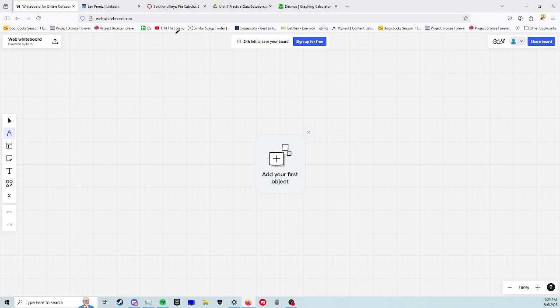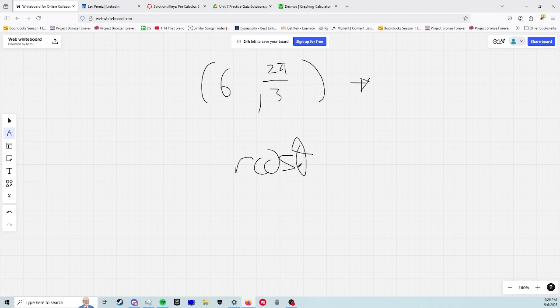Okay, so the first one is convert the point 6, 2 pi over 3, into rectangular coordinates. In order to do this, we need to convert this. So the formula is: r cosine theta is for x, and for y it's r sine theta. And in this case the theta is always going to be this thing, okay?